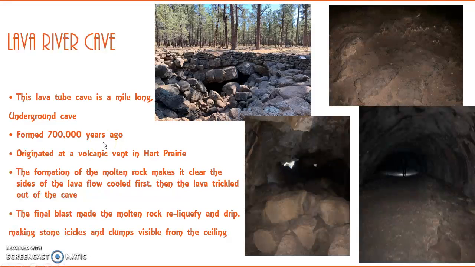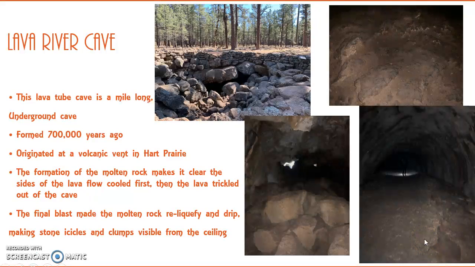I also went to the Lava River Cave in northern Arizona, and this lava tube cave is a mile-long underground cave. It was formed 700,000 years ago, and it originated at a volcanic vent in Hart Prairie. And the formation of molten rock makes it clear that the sides of the lava flow cooled first, and then the lava trickled out of the cave, which you can see right here. So these obviously happened first, and then the lava continued, and then this hardened.